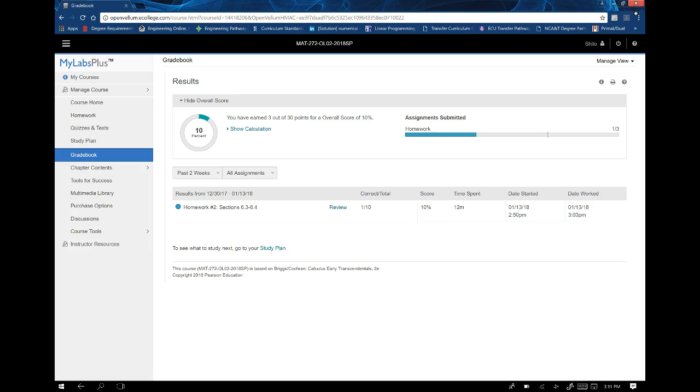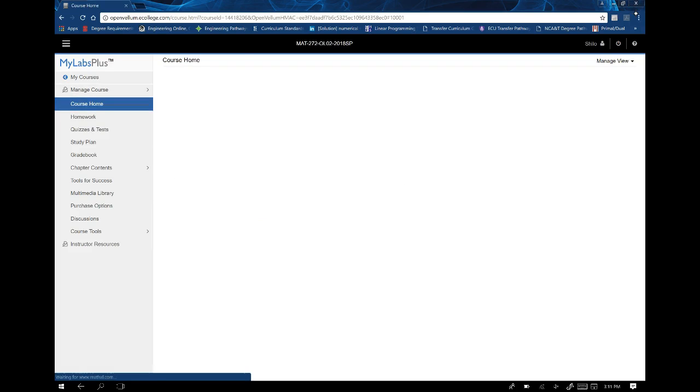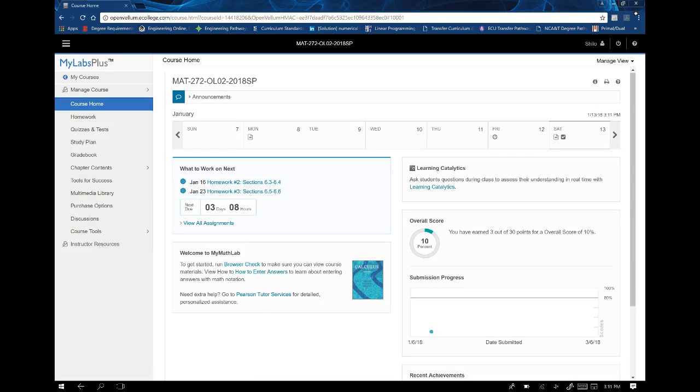Now, clicking on them from the gradebook will not change your score, so be really careful about clicking review on a homework that is currently open. So if it's a homework that's currently open for you to work on, make sure you click on it from homework or you click on it from the home screen. Because if it's currently open, you actually want the problems that you do to count for your grade.